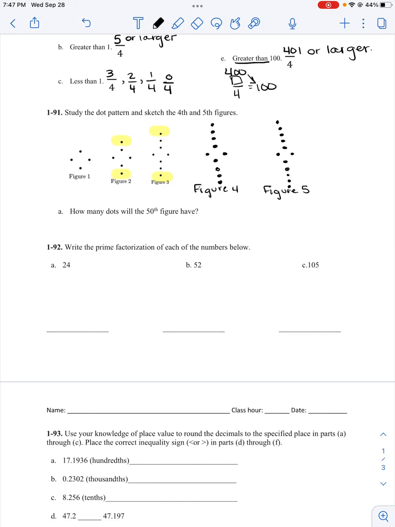Okay, we need to figure out how many dots are going to be in the 50th figure. So if I add 2 each time, and I can say, well, here's 2 dots here. So if I had a figure 0, I would just have these 2 dots. So I add 2 each time. So 50 times 2 is 100. And then I have to add these 2 original dots. So 100 plus 2 is 102 dots.